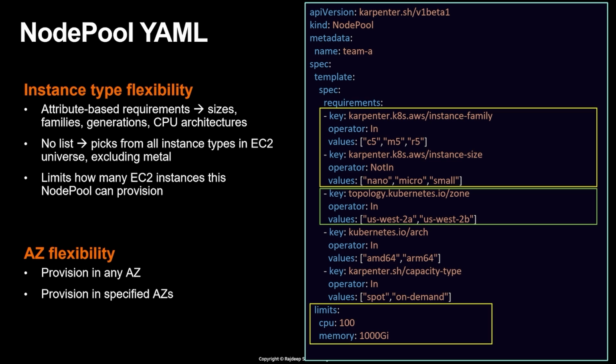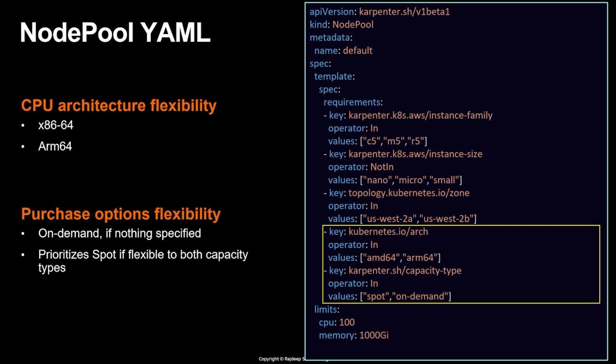A NodePool can also define the availability zones where the EC2 instances must be provisioned. If you do not put any availability zone, it will provision in any AZ that's available. Or you could say only provision EC2s in a specific availability zone, in this case US West 2A or US West 2B. You can also define CPU architecture. So for example, with x86, you can put AMD64 or ARM64, which is ARM instance or Graviton instance.